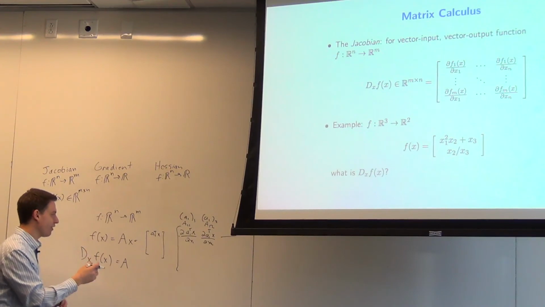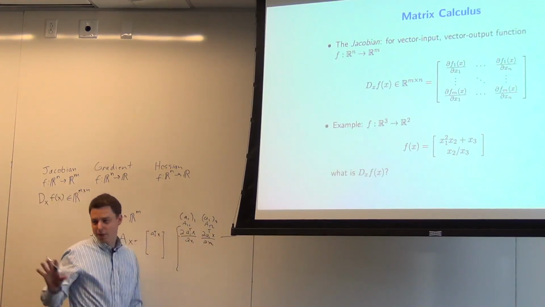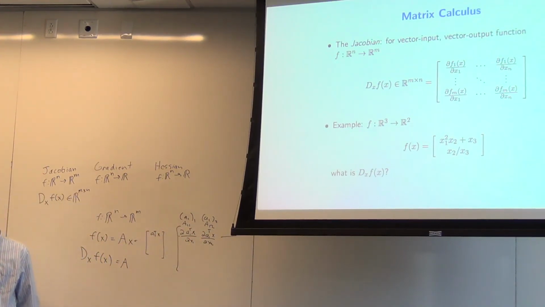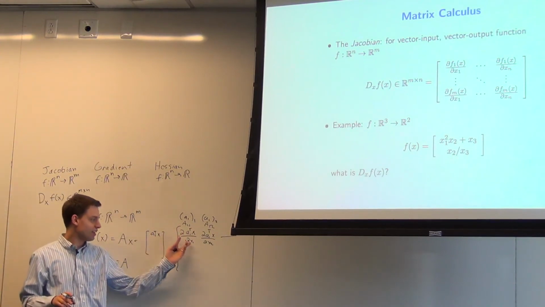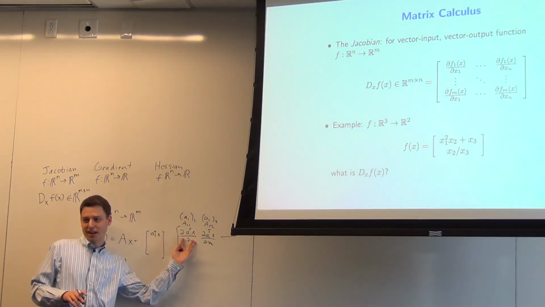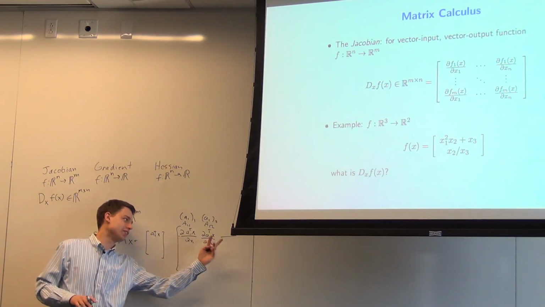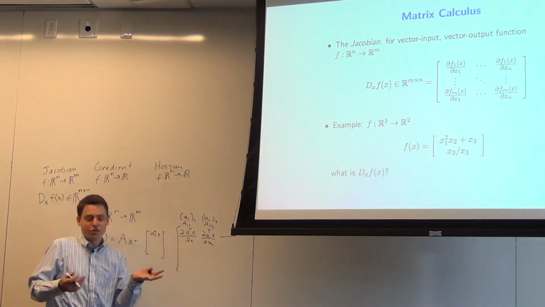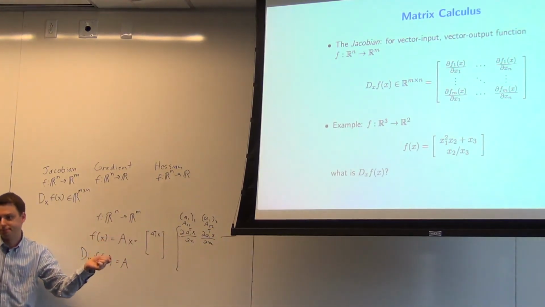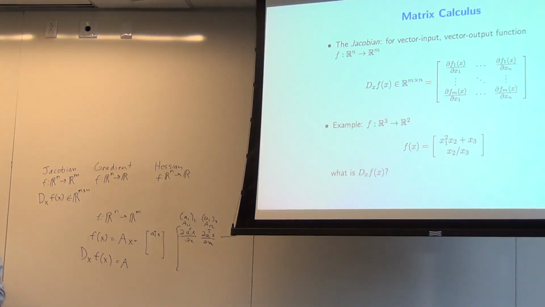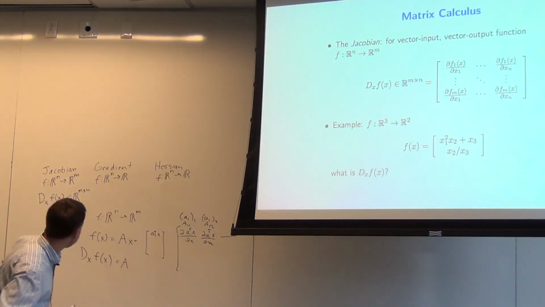So you have a big vector here, and by the way, you should do this if you aren't convinced yet. If you go through this, what you'll find is that each element ends up being just the exact corresponding element of A. This is A11, A12, A13. This is A21. And so you just actually get A there.